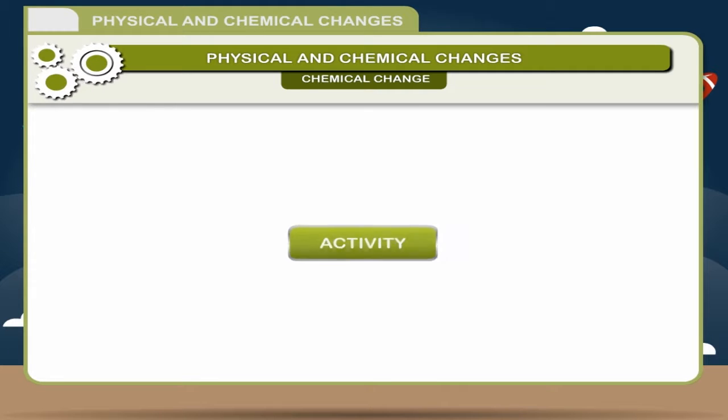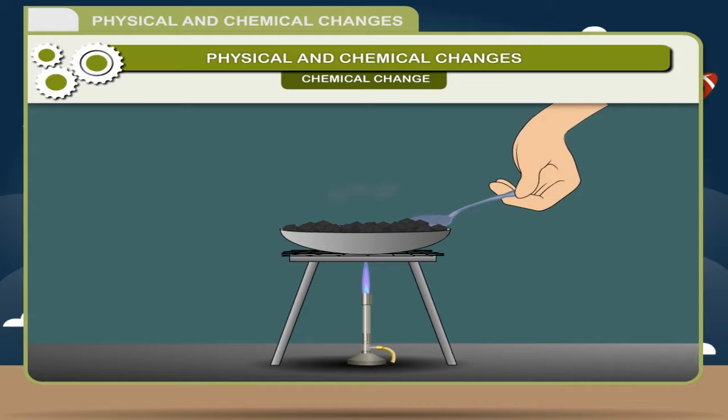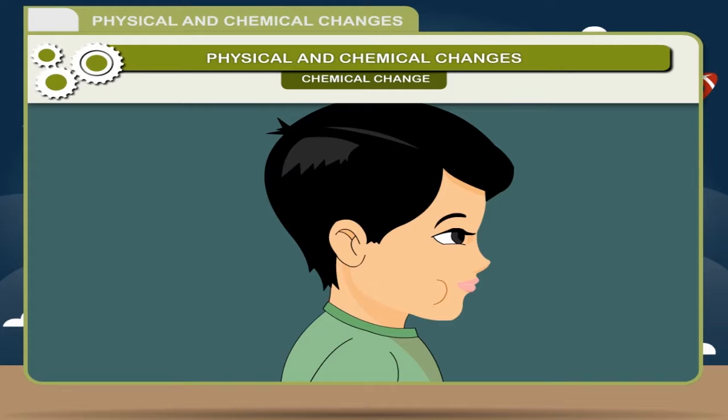Activity. Take some sugar crystals in a china dish. Heat the dish. You will see that sugar first turns brown and on strong heating turns black. Taste it. It does not taste sweet, but has the taste of burnt food.